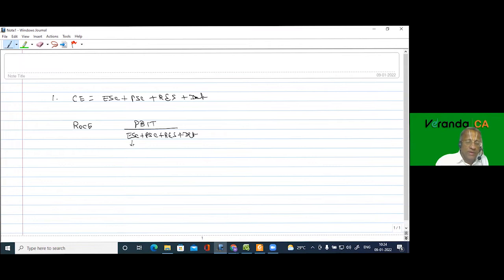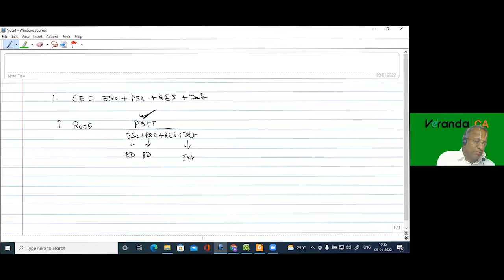For equity capital, equity dividend is present in this. For preference share capital, preference dividend is present here. For debenture, interest is present. Now the question is whether that should be before taxation or after taxation. We will find out both.